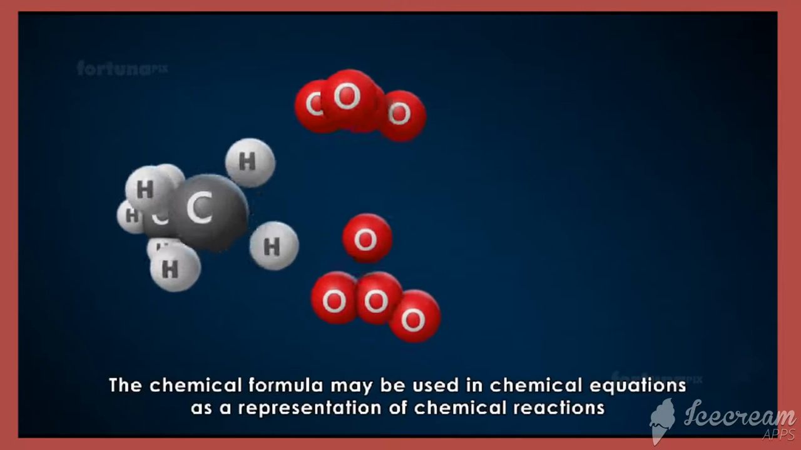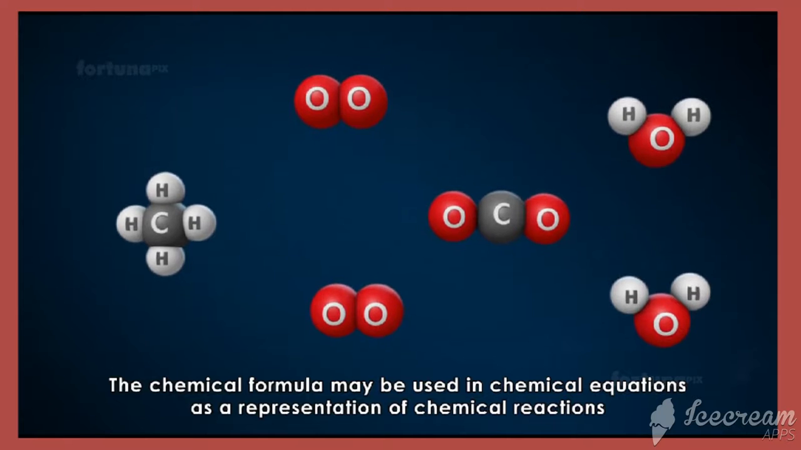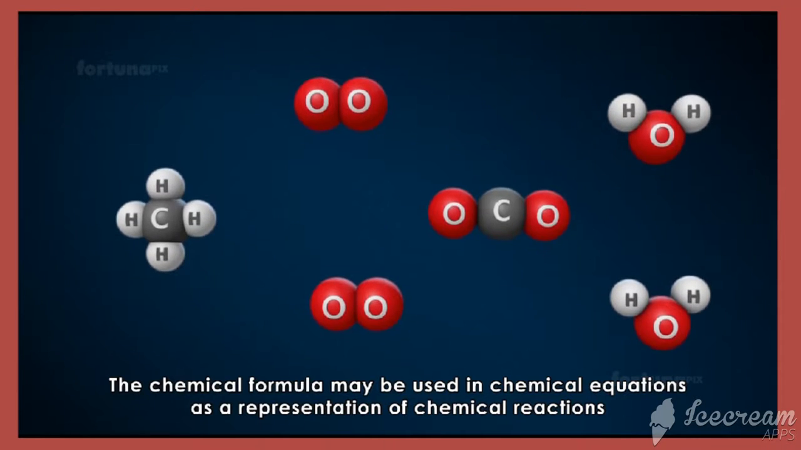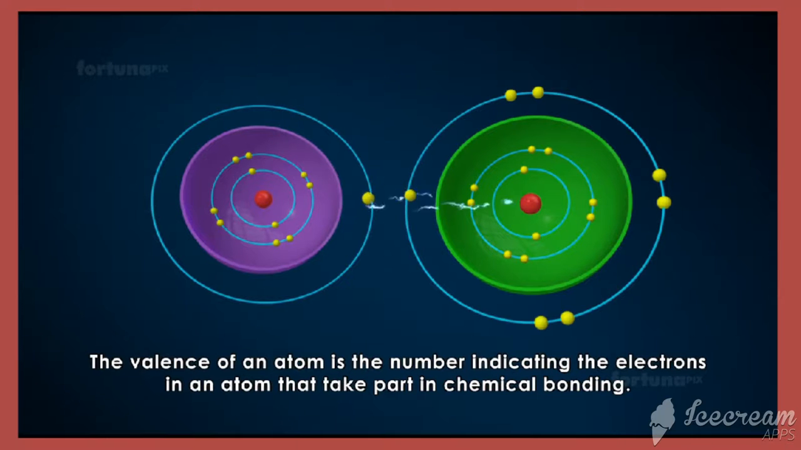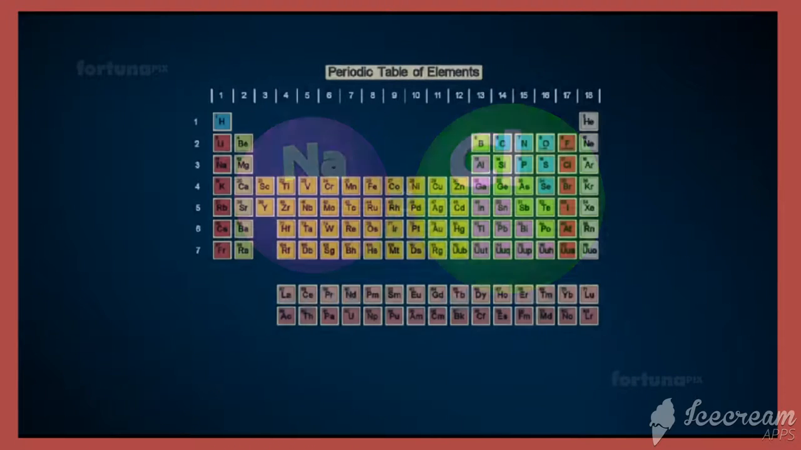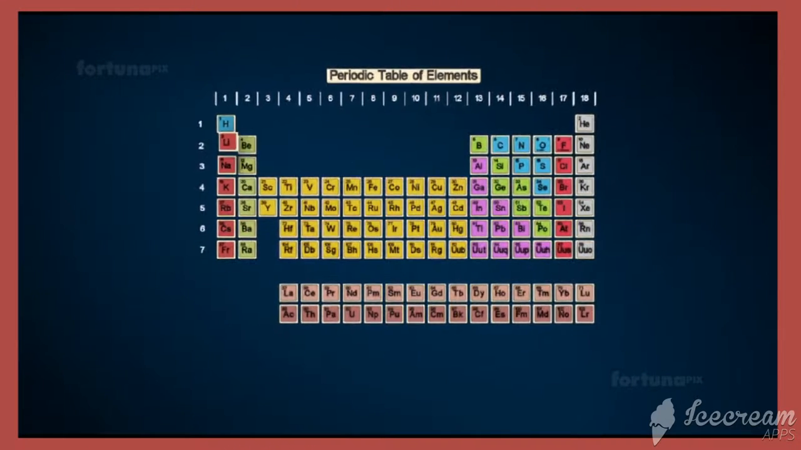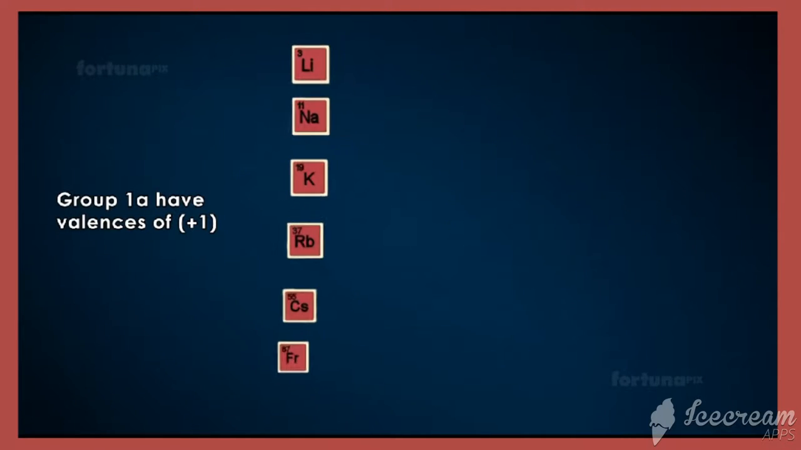The chemical formula may be used in chemical equations as a representation of chemical reactions. The valence of an atom is the number indicating the electrons in an atom that take part in chemical bonding. The rules of valence. Atoms of group 1A have valences of +1.